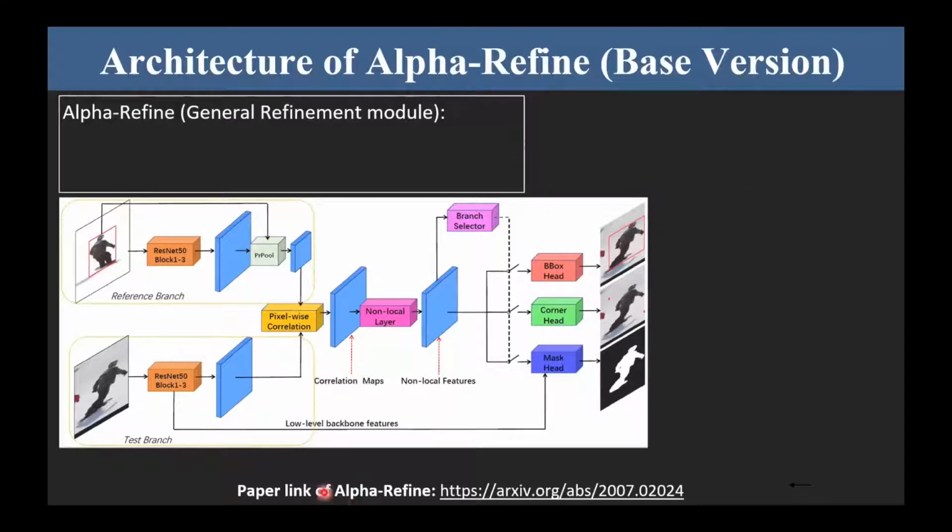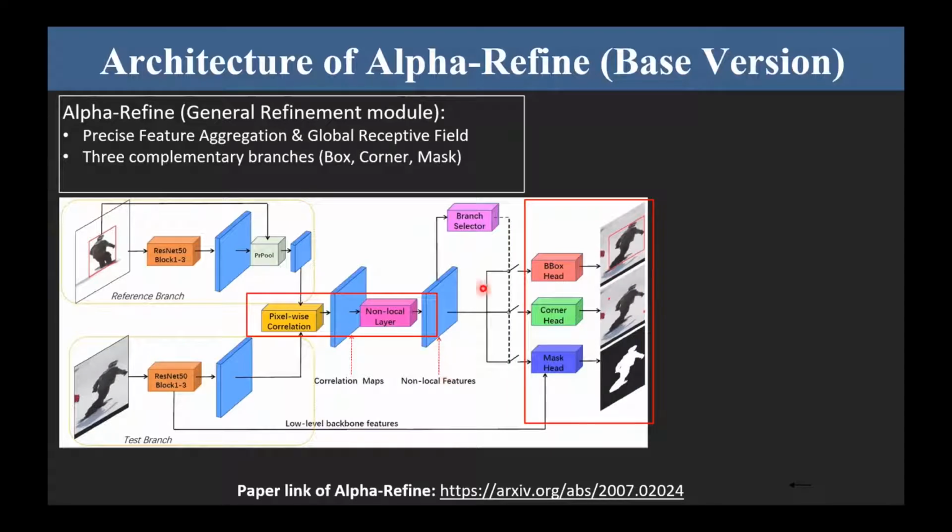The architecture of the original AlphaRefine is shown in this picture. It takes the Siamese architecture, but it is quite different from previous Siamese trackers in the following aspects. First, it uses precise pixel-wise correlation to aggregate features from the two branches and uses a non-local layer to capture global context.